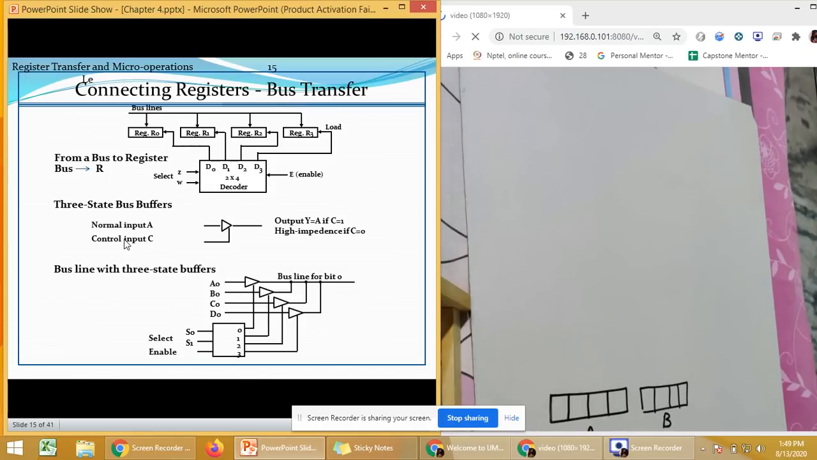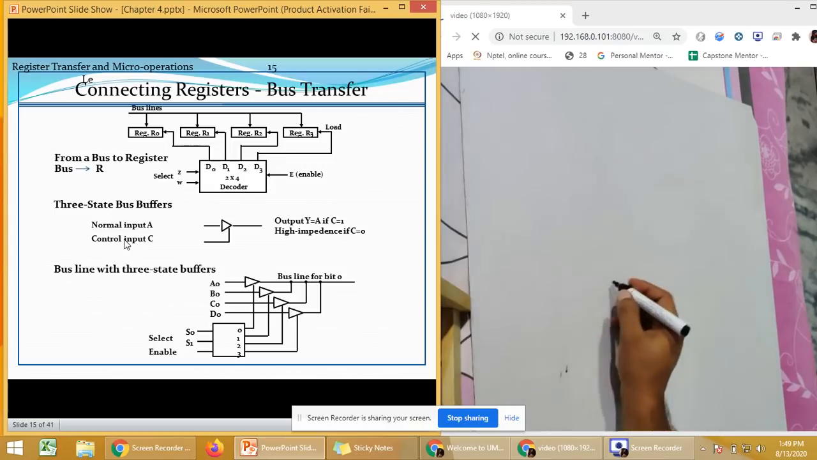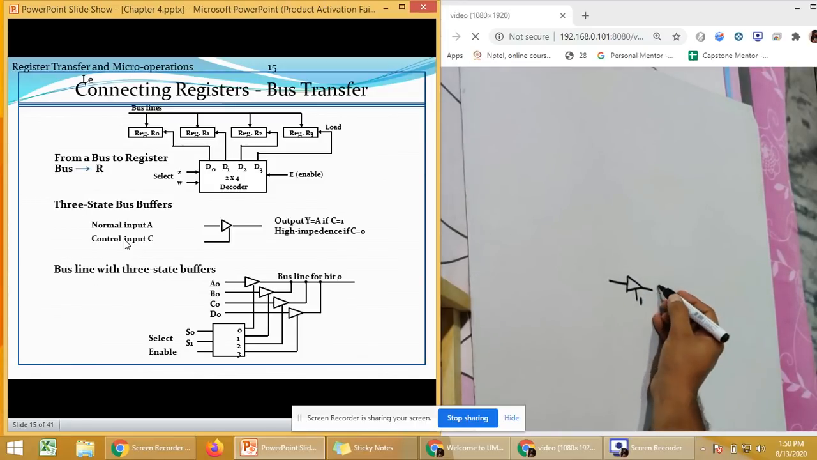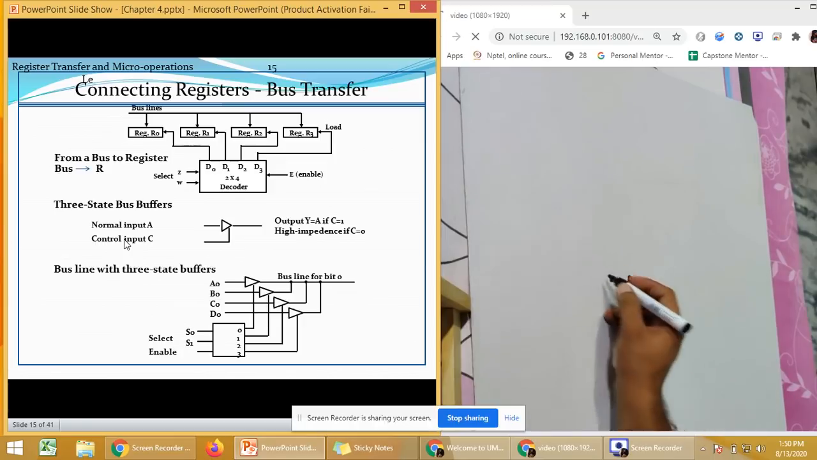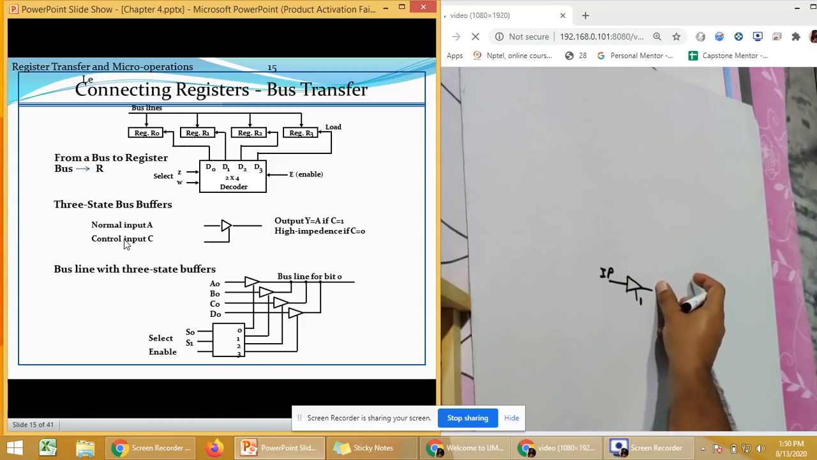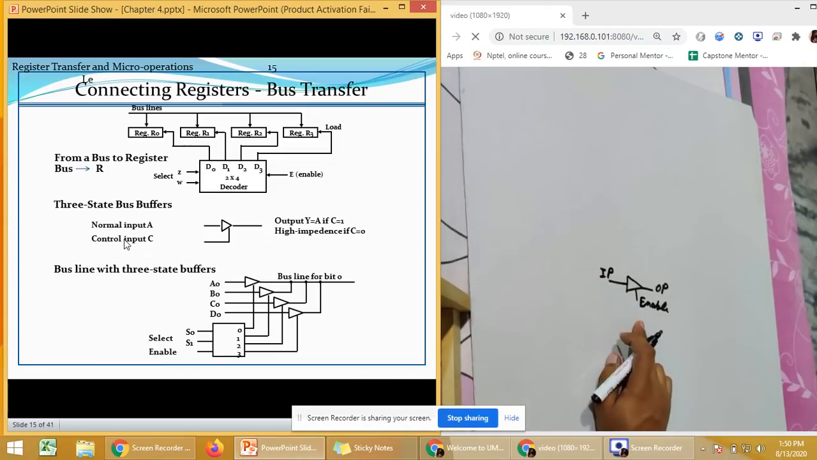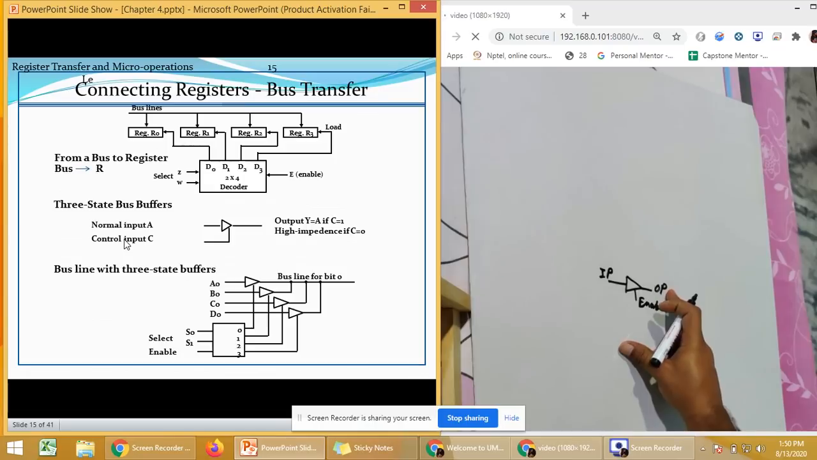Now how are we going to do that? We are just going to use the same property of our three-state buffer. First of all, let us assume that we have a three-state buffer at this place. This is one buffer. Now how it is going to operate: if this value is 1, then we are going to get the output, either 0 or 1. So this is its input line, this is the output line, and this is the enable line. Please remember these three things: input line, enable line, and output line.